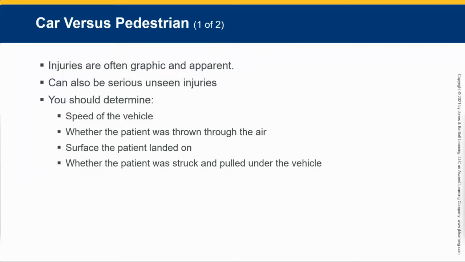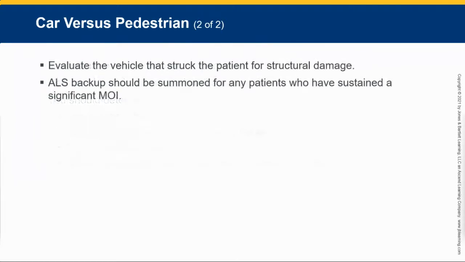Injuries in a lot of cases are often graphic. They're visually apparent, but there can also be serious unseen injuries. Make sure that you determine the speed of the vehicle, if the patient was actually thrown through the air and at what distance, what surface the patient landed on, and was the patient struck and pulled underneath the vehicle. Other things you might want to evaluate: what kind of structural damage to the vehicle was done? Because obviously that indicates additional force.